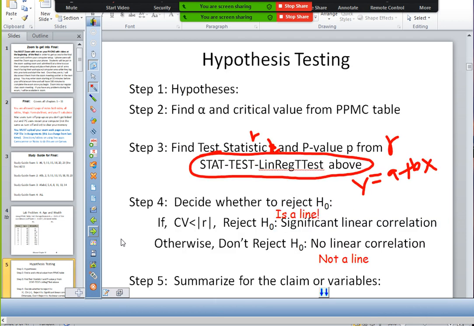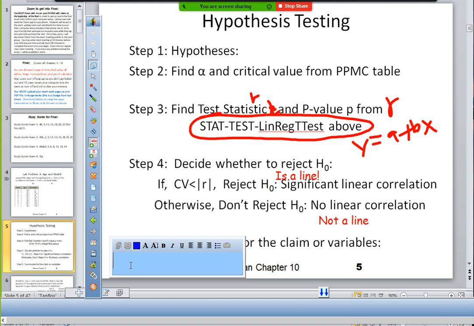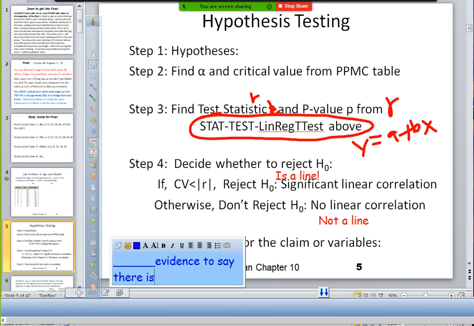Okay. And then summarize for the claim of the variables. So this is just as simple as doing something along the lines of either enough or not enough evidence to say there is a correlation between blank and blank. That's all you have to do.